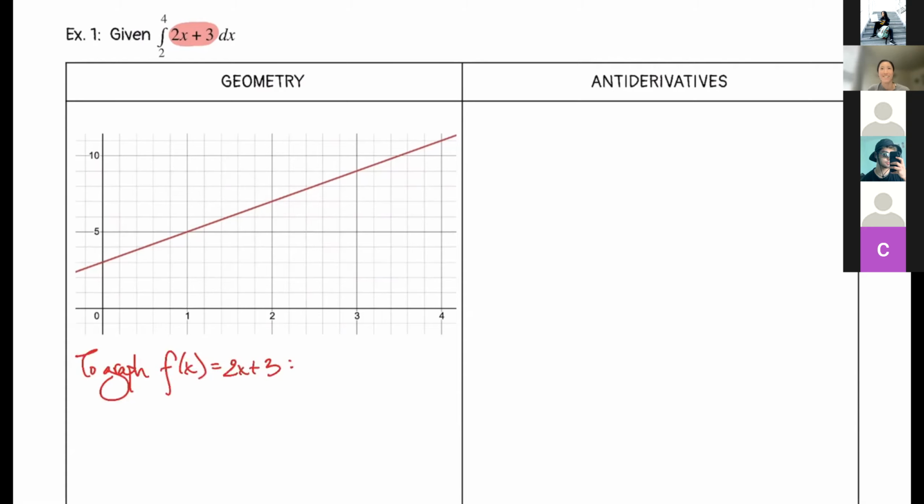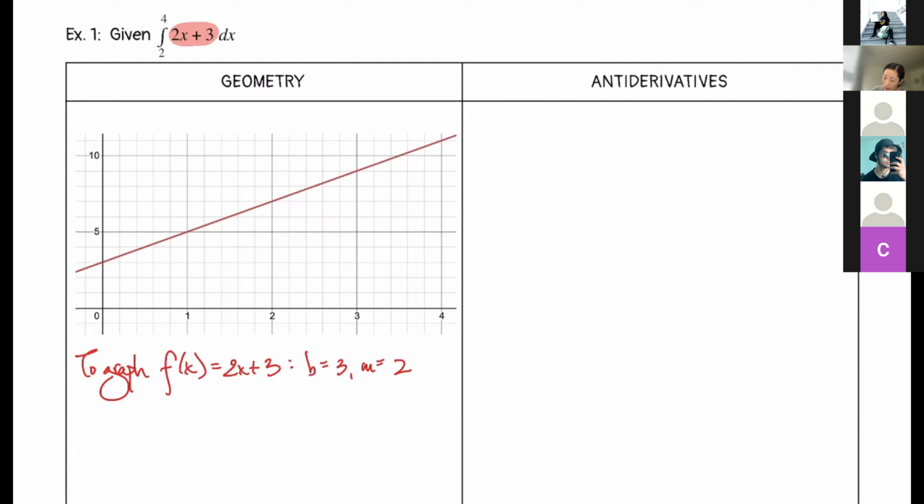All right, so not a trick question. How do we graph 2x plus 3? It's a positive slope line. Do we happen to know the y-intercept here? Y-intercept is 3, and that slope is going to be 2. So we know b equals 3, m equals 2. So we go ahead and we plot that line.